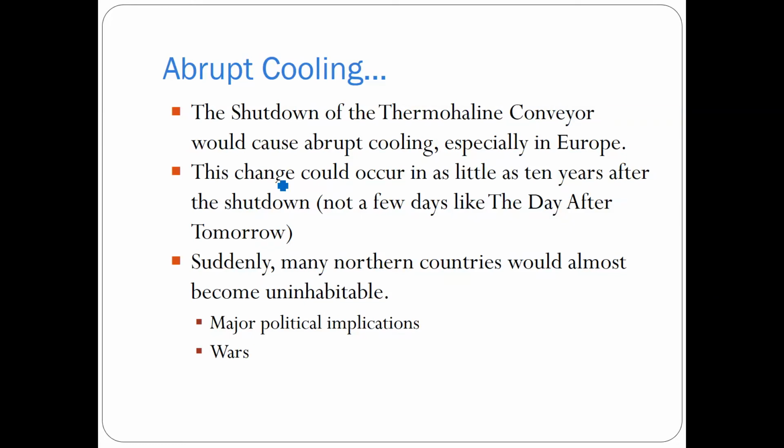Now here's the scary thing. Going all the way back to the beginning of this lecture, going all the way back to the beginning of this module, I mentioned that there is a region in the North Atlantic that was actually cooling. That's exactly where the thermohaline conveyor is. And as it's cooling, scientists are alarmed and they're worried that it might be cooling because the thermohaline conveyor is shutting down. And as I mentioned, this could have major political implications. And it could make much of Europe uninhabitable.